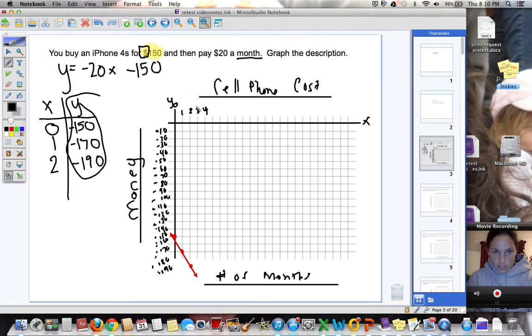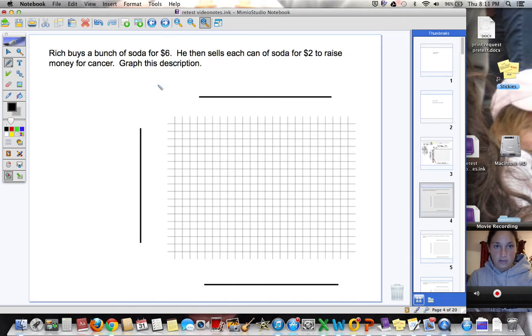The first month, the second month, the third month, the fourth month. So those are the things you need. You need numbers, you need labels, and you need points with an arrow. Let's try another one together.